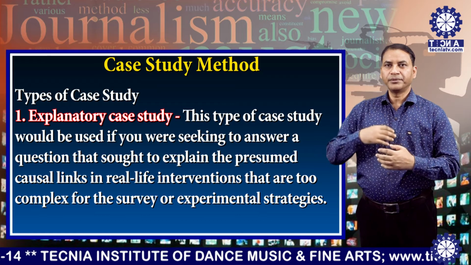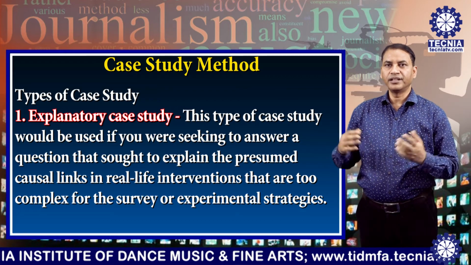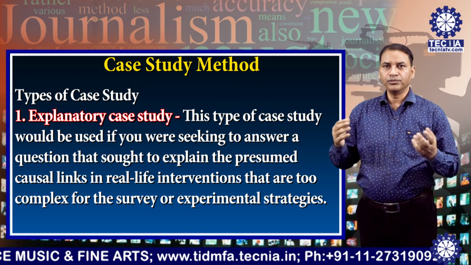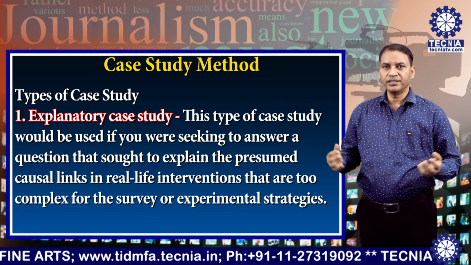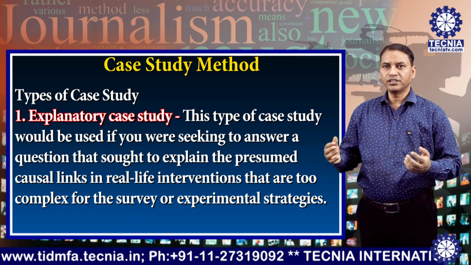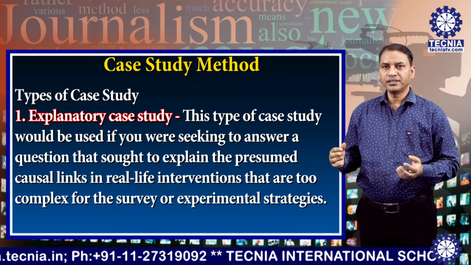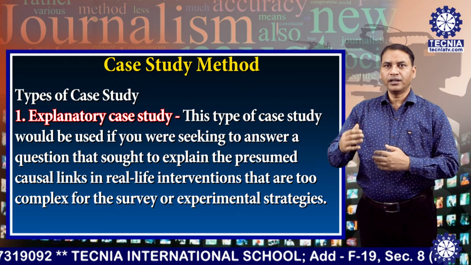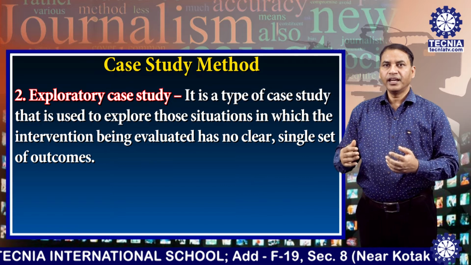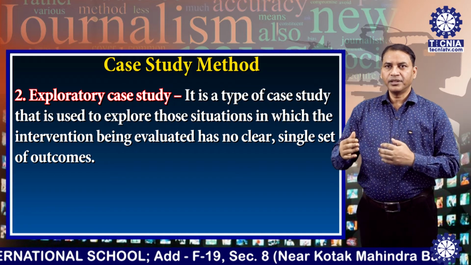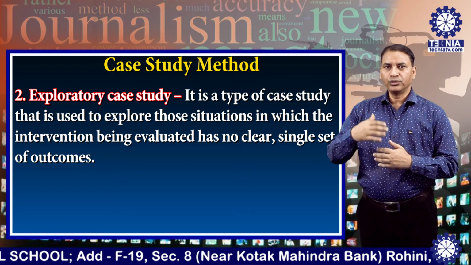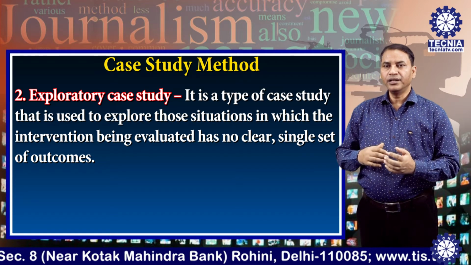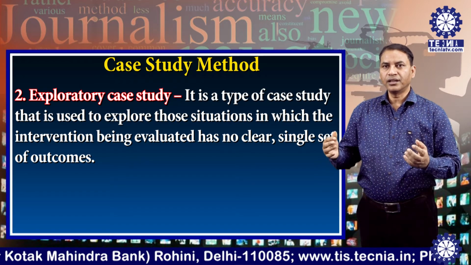Now we will know the types of case study. Case study has different types. Number one, explanatory case study. This type of case study is used if you are seeking to answer a question that seeks to explain the presumed causal links in real-life interventions that are too complex for the survey or experimental strategy. Second, exploratory case study. It is used to explore those situations in which the intervention being evaluated has no clear single set of outcomes.